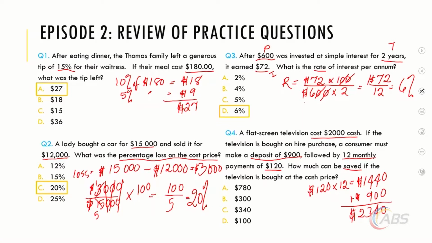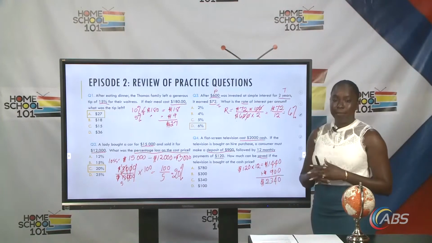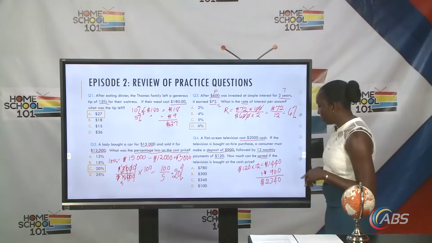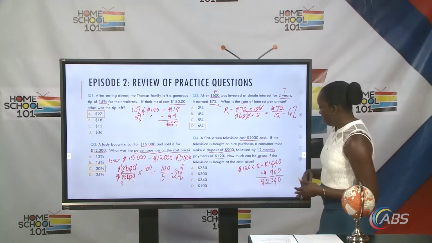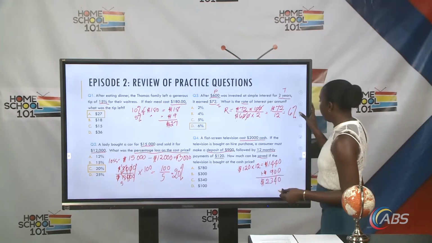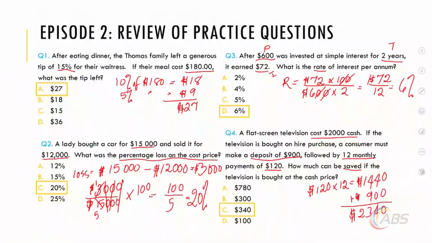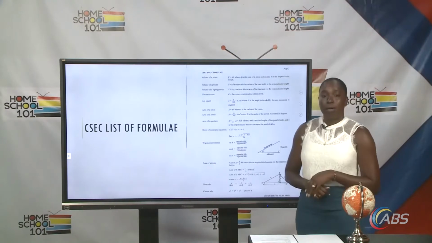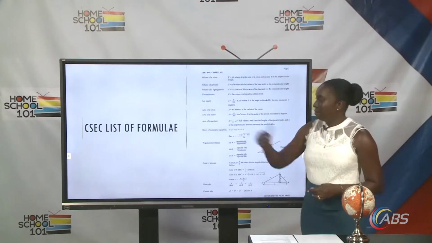$2,340. So if the hire purchase price is $2,340, in order for us to find out how much would be saved if we had bought the television by cash, we would just have to do a subtraction. And so from this, we just take away the $2,000, and it's clear to see that the answer is going to be C, which is $340, okay?